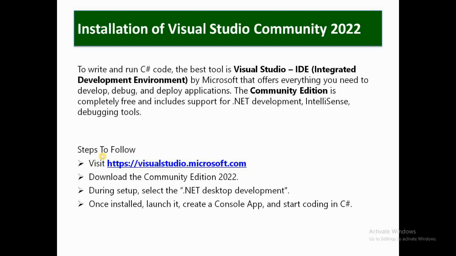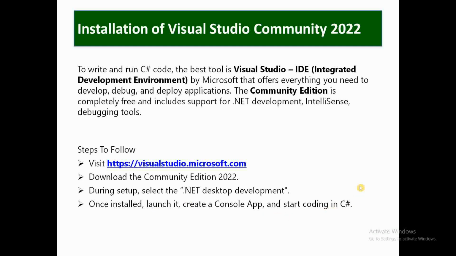So here are the steps we have to follow to download Visual Studio Community to our system. First, we visit this site. I will put the site link in the description. You can click that link and download Visual Studio, only Community Edition 2022. During the setup, just check .NET desktop development. We have to select this one, and after installation we can launch it, create our first console application, and then start coding in C#.